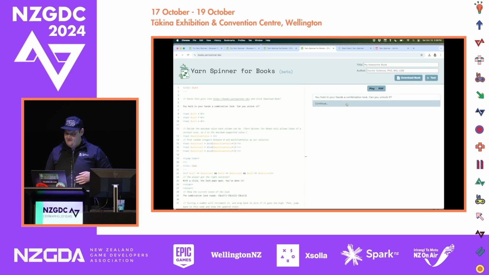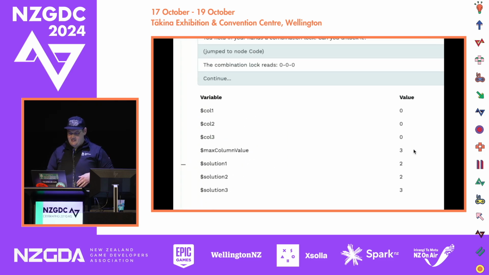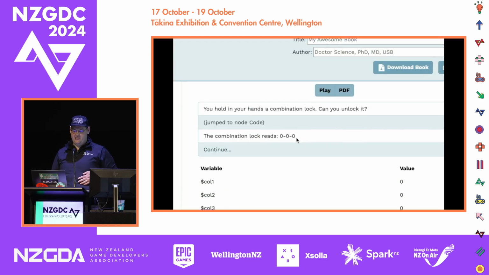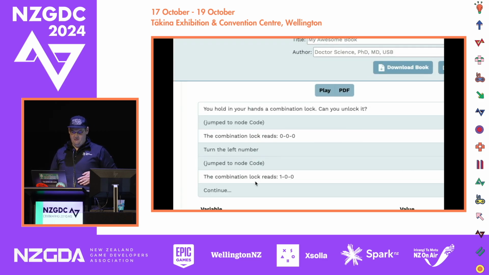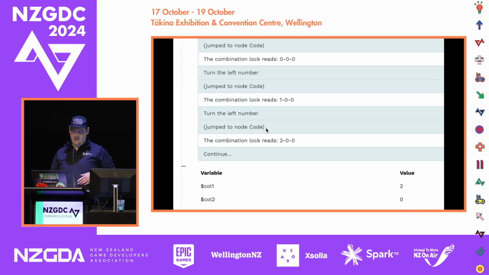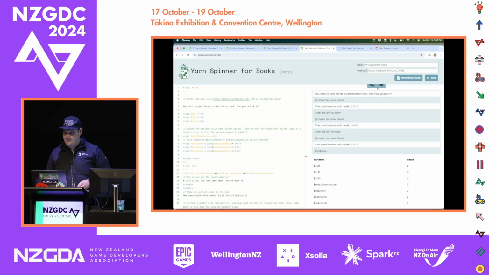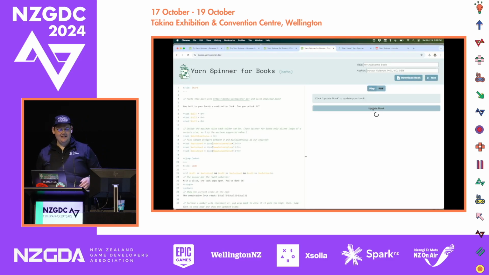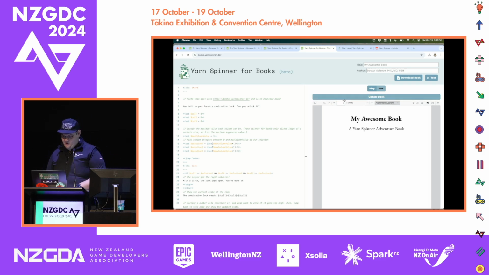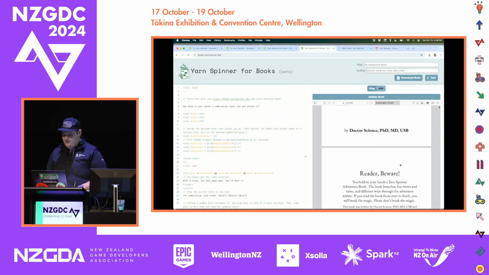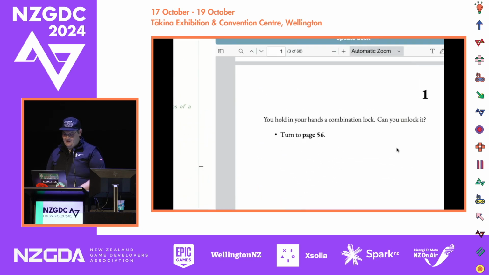So if I play this here, you'll see it's randomly set a solution, which is 2, 2, 3, and then it's telling you each line, the lock reads 0, 0, turn the left number, now it's 1, and so on. So I can play it like that. But more fun is I can go PDF and get the PDF version. And you will see that it will generate quite a long PDF. So we've got 68 pages. And now we can unlock the combination lock.